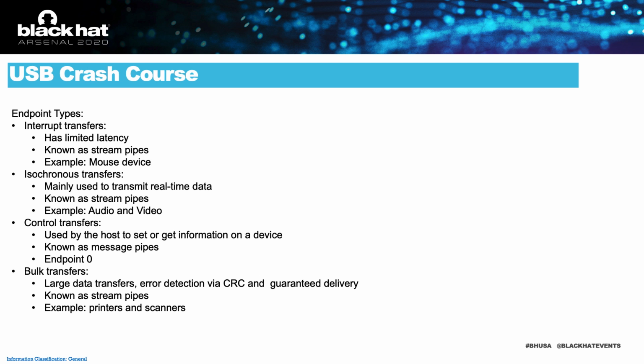The last endpoint type is the bulk transfers. These are for large data transfers. They have CRCs for error detection, and they guarantee delivery. These are known also as stream pipes, and you can find these kinds of endpoints in printers and scanners.